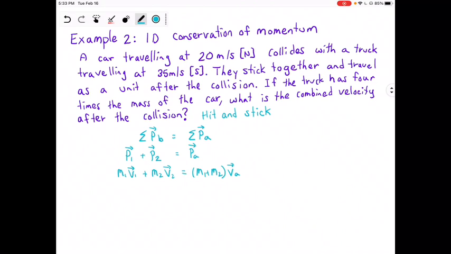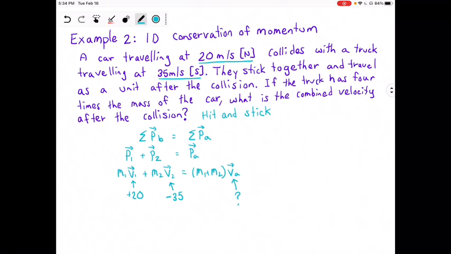Now, if we look at what we're given, we have 20 meters per second to the north for v1. And so that's plus 20 because north is a positive direction. And we have 35 meters per second to the south, which means we have 35 meters per second for the second velocity, but it's negative because south is a negative direction. And we're interested in finding our v after. But that feels like all we know. How can we solve this if we're missing some of our knowns?